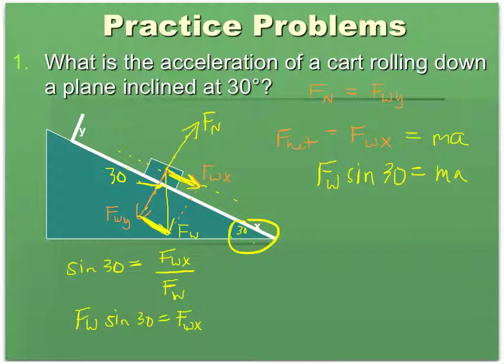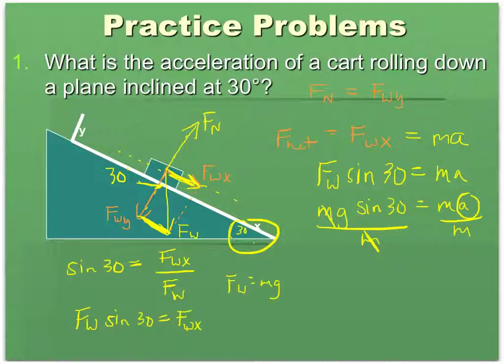And I know from Newton's first law that Fw is also equal to mg. So I can substitute in mg for Fw multiplied by the sine of 30 equals ma. Okay. And again, remember, my ultimate goal is to solve for acceleration. So if I divide each side by mass, that will cancel out. And so I'm left with 10 multiplied by the sine of 30, which is equal to my acceleration.